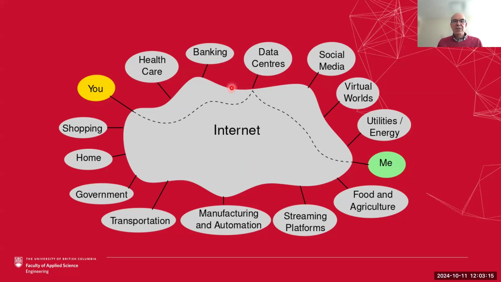The internet also provides connectivity to many, many other resources that we use in our daily lives. And I've shown a few examples here. So just going through some of them, we've got healthcare, banking, data centers, social media, virtual worlds, utilities and energy, food and agriculture, streaming platforms, manufacturing and automation, transportation, government, home, and shopping.